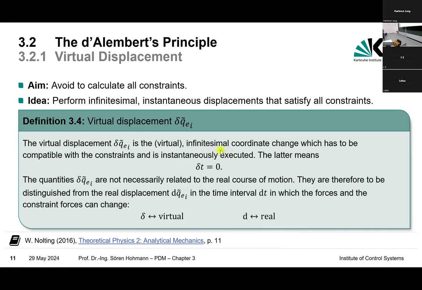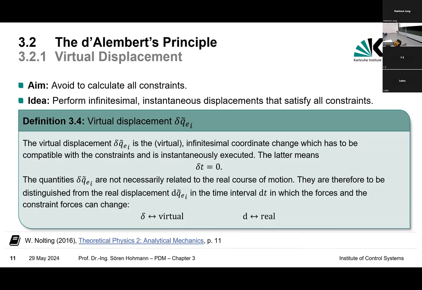If so, then you have an infinitesimal coordinate change, which has to be somehow compatible with the constraints and is instantaneously executed. To describe this, we use this Greek symbol delta as given here. In contrast, what we know from infinitesimal portions of a variable, where we always write a d. So be aware of that.